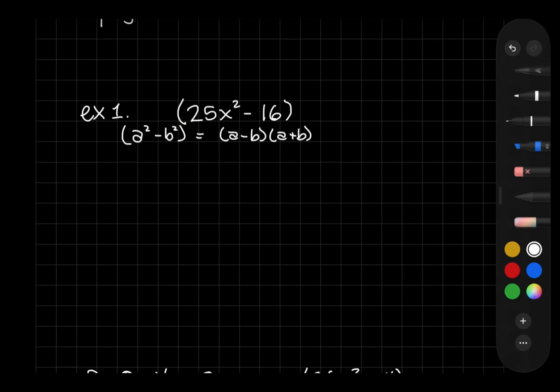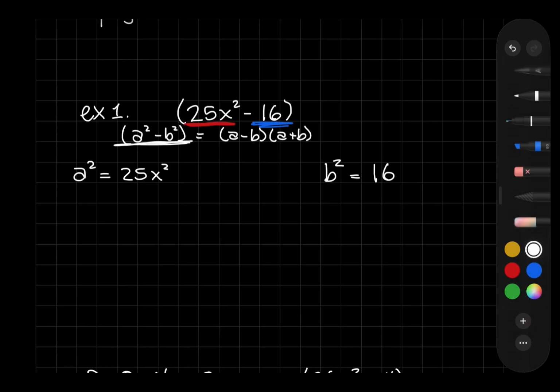All right, now remember, you are always going to be given your problem in this kind of format. A squared minus b squared. So we have 25x squared minus 16. I know that my a squared is going to be equal to 25x squared. And my b squared is going to be equal to 16. Here is my A, and here is my B.